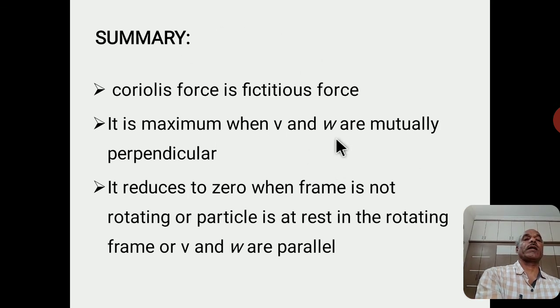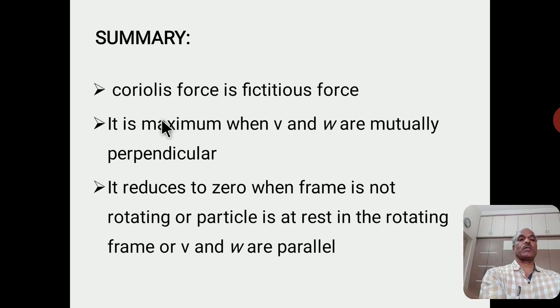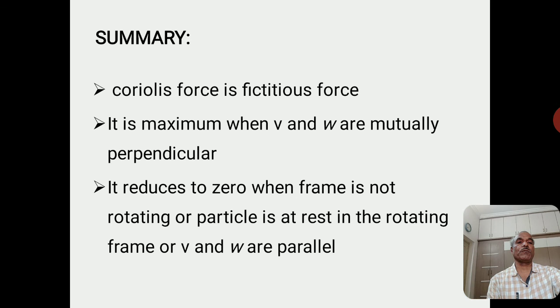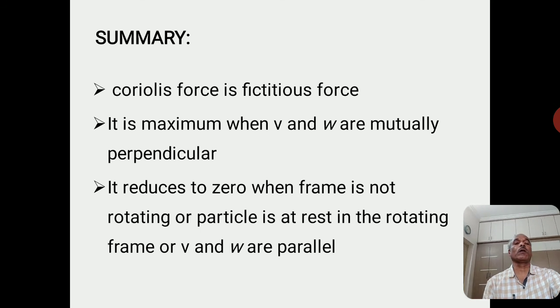So we can summarize the things as follows. Coriolis force is a fictitious force and it is maximum when v and ω are mutually perpendicular and reduces to zero when the frame is not rotating, or the particle is at rest in the rotating frame, or v and ω are parallel.